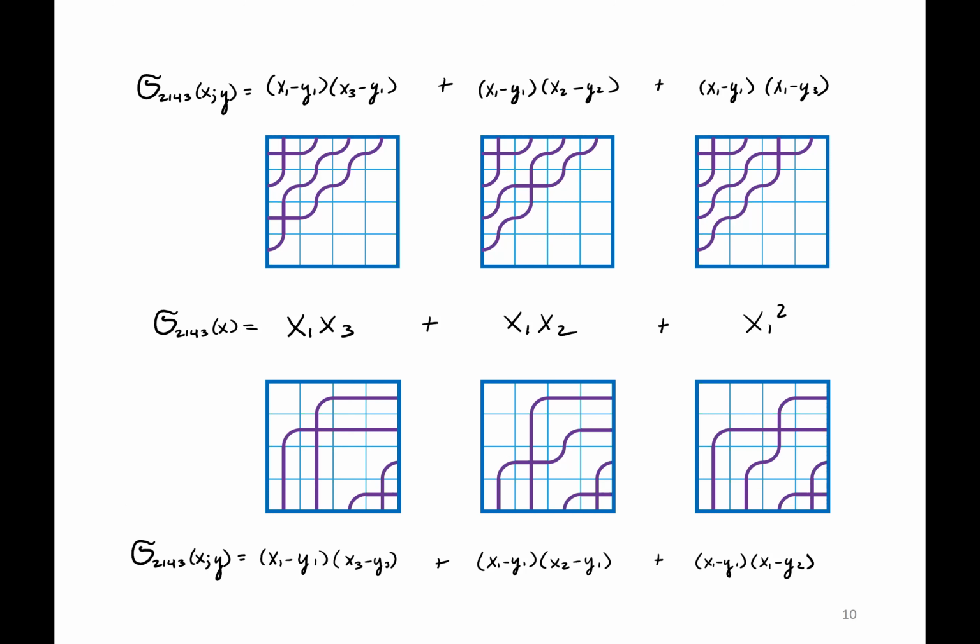But if you also want to carry the y variables along for the ride, you run into problems, because you can see already in this small example, there's no way to match up a pipe dream and a bumpless pipe dream in a way that preserves the weight polynomial. But if you expand these out and compare them, you'll see that indeed they are the same polynomials, just 2 different expressions for them.